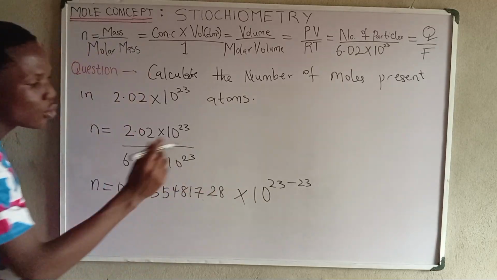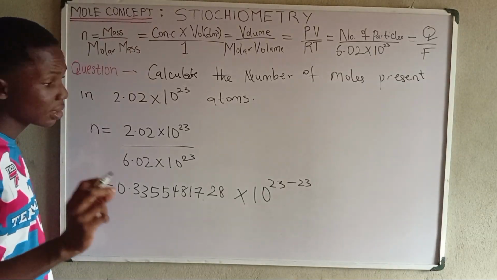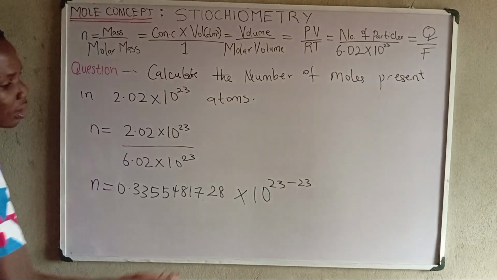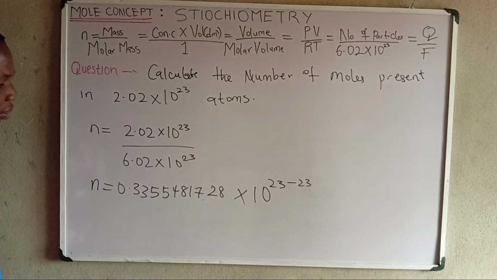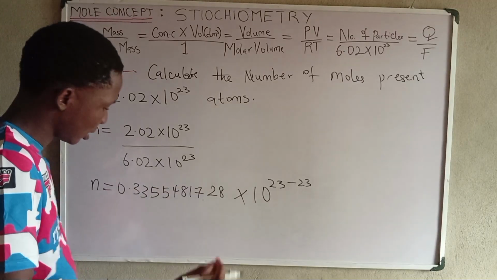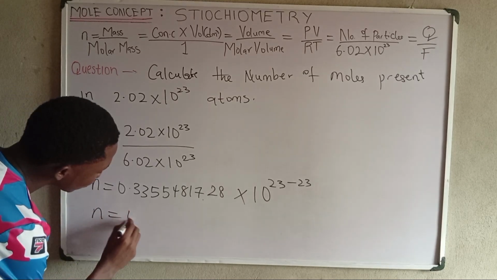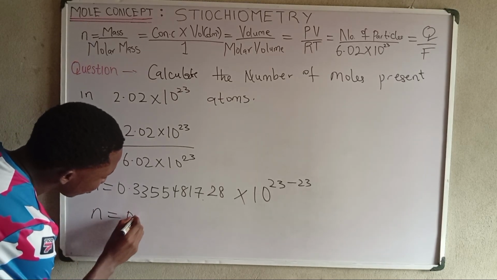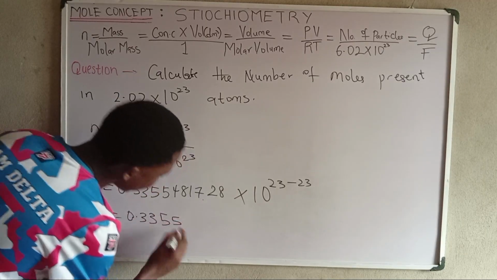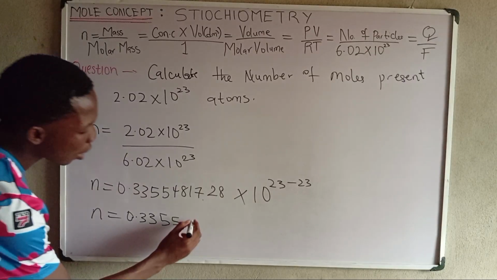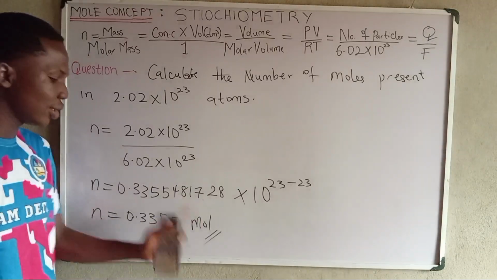Now, 10 raised to power 0, what is it going to give us? It's going to give us 1, right? So on that note, if we times 2, what are we going to get? We are obviously going to get the number of moles, which is equal to 0.335. Okay, we can stop here as our number of moles. Now, this is your answer.